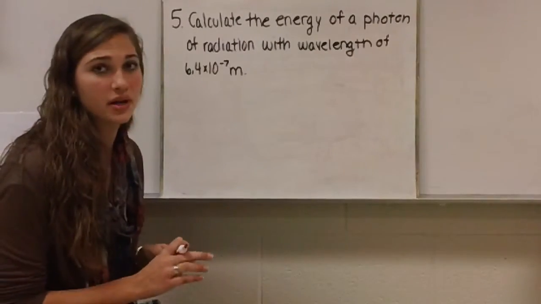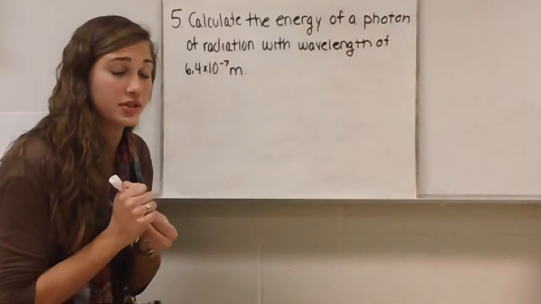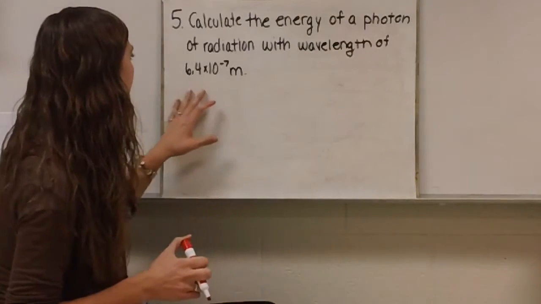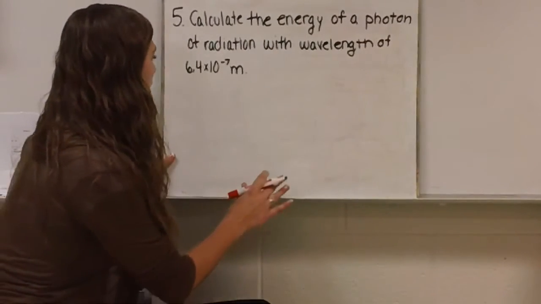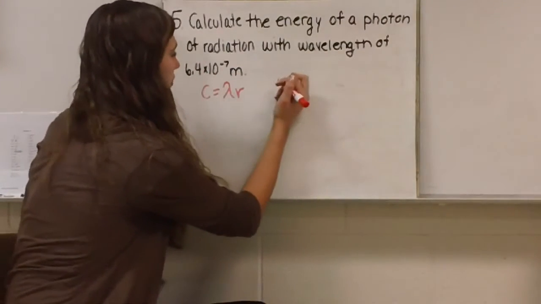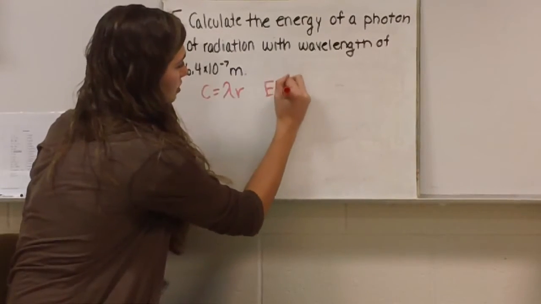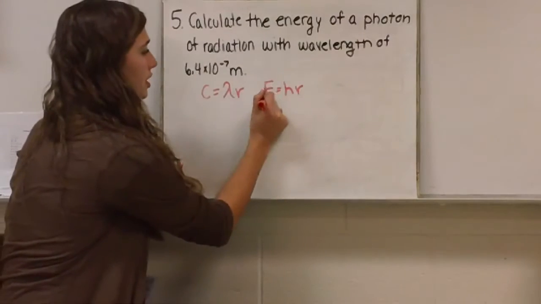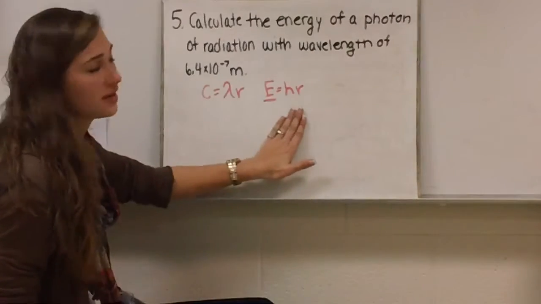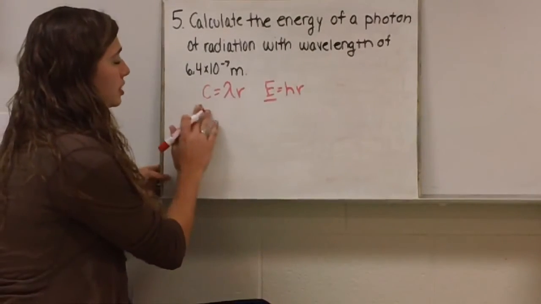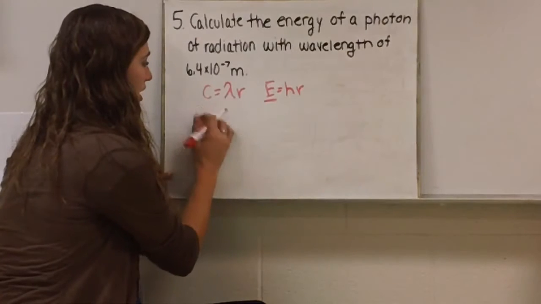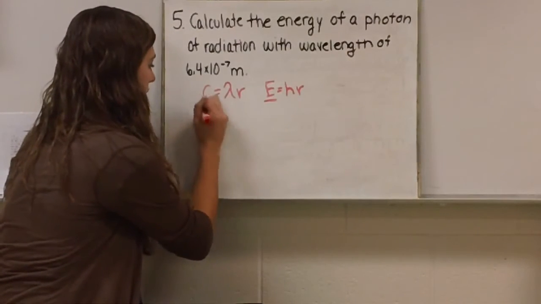Alright, so these next two problems are going to put together the two equations that we were dealing with for light and energy. Calculate the energy of a photon of radiation with a wavelength of 6.4 times 10 to the negative 7 meters. Okay, so first let's write down both of the equations. So we have c is equal to lambda nu, and we also have E is equal to h nu. So we're looking for energy. But it gives us a wavelength, and there's no wavelength in this equation. So what we're going to have to do is use our wavelength to solve for frequency and then plug that into the energy equation. So we're going to have to rearrange this equation to solve for frequency.